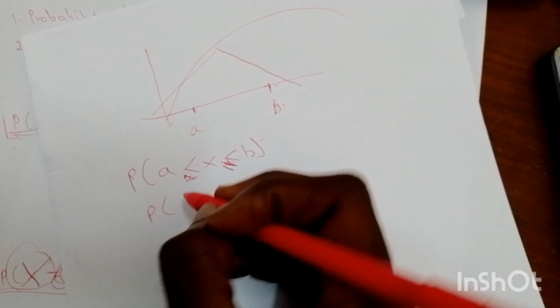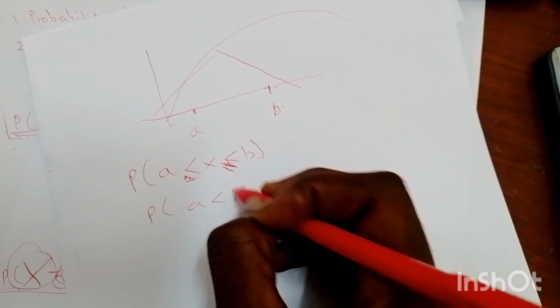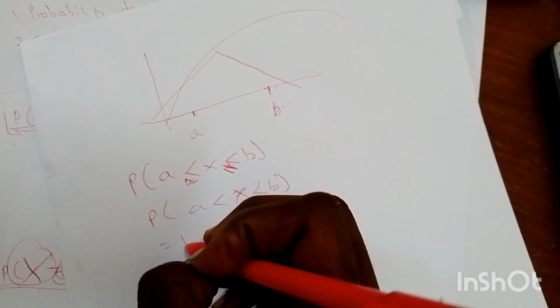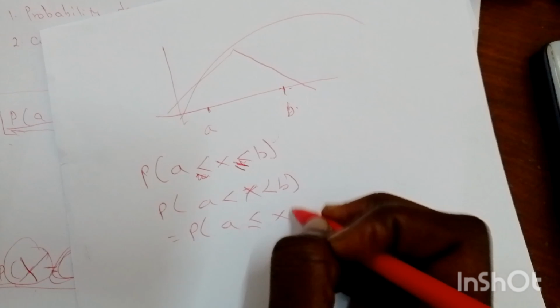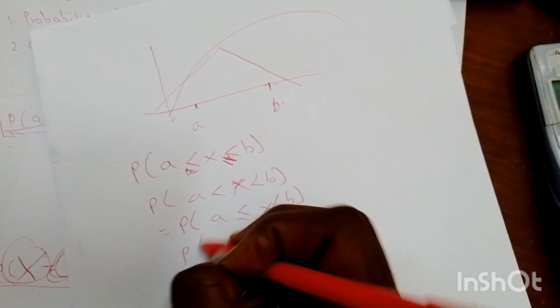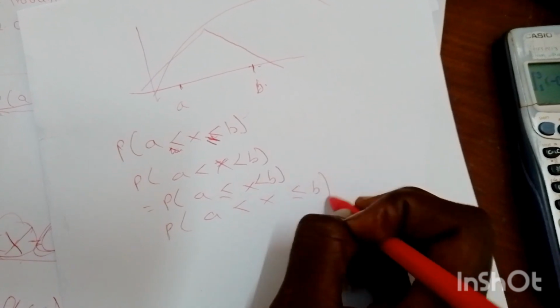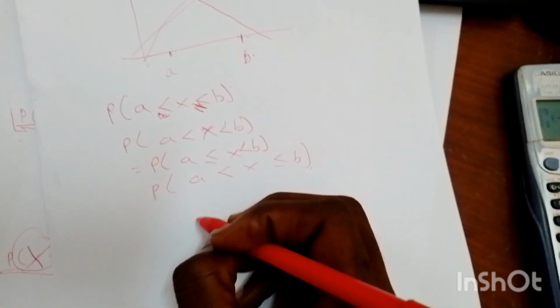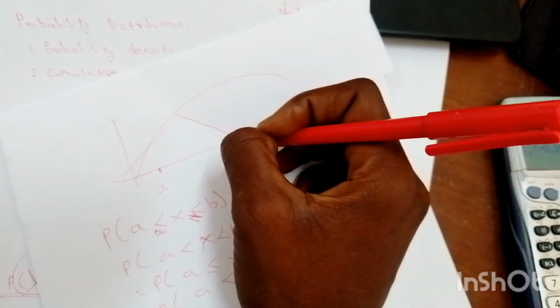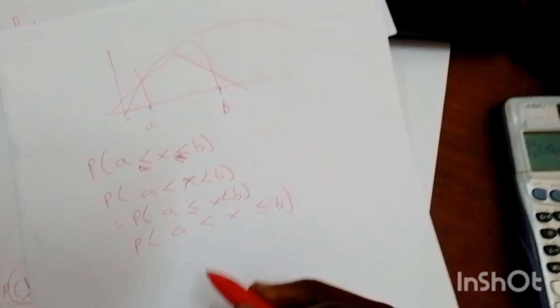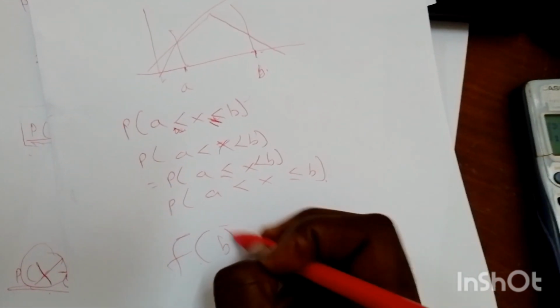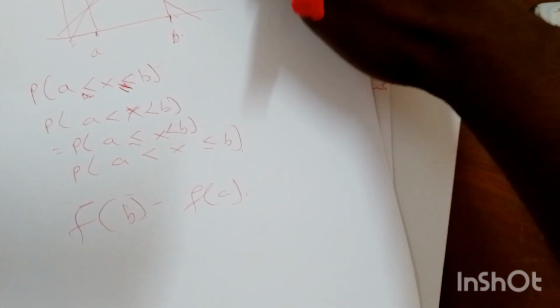So what I'm trying to say is that the probability of x less than b equals the probability of a less than or equal to x less than b, and so on. All of these will give you the same thing, which essentially means that the area under it is simply this. So that's just it for that part.